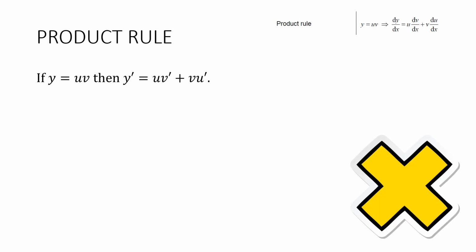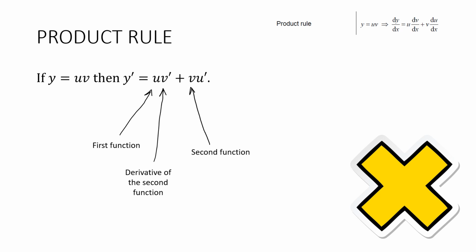So here's our second rule that we're going to learn this lesson. It's called the product rule, and it's for when we have two functions multiplied together. They both have to be functions of the same variable. In this case, I'm going to say they're functions of x. And this is how it goes. So the derivative of y with respect to x is equal to the first function multiplied by the derivative of the second function plus the second function multiplied by the derivative of the first function. And in your formula booklet, it's written like this.